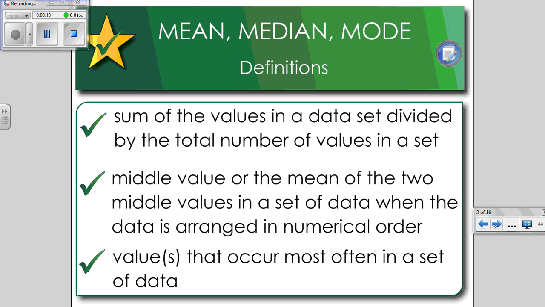So the mean is the sum of the values in the data set divided by the total number of values in the set. So you add all your numbers up and divide them by the number of addends, which is how many numbers you have in the data.